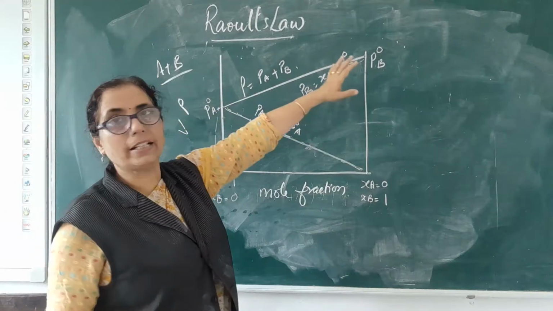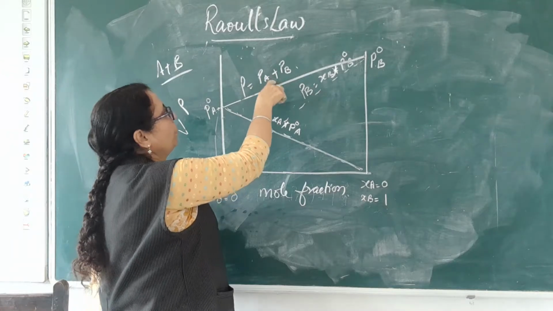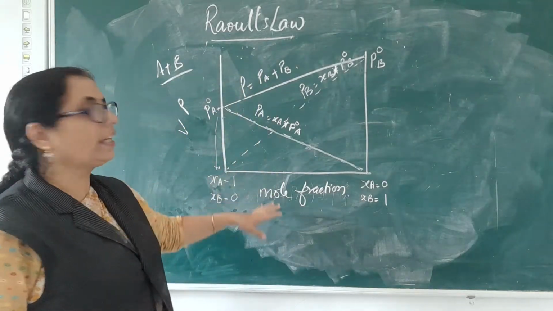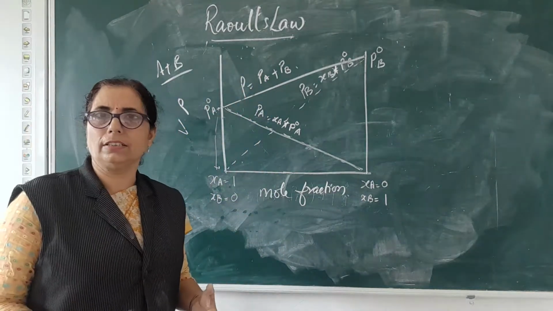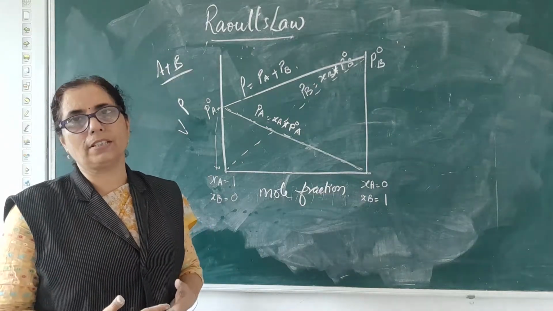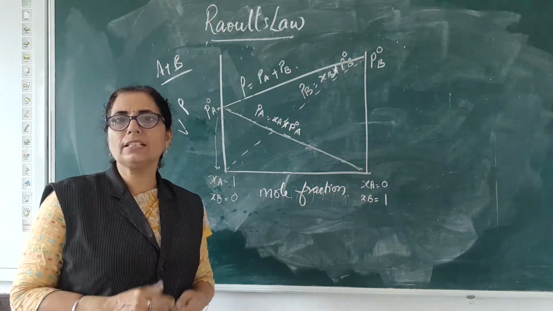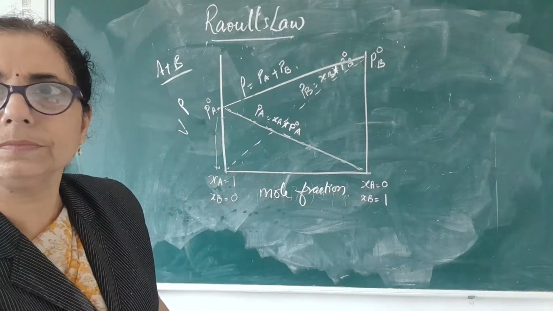So, the total pressure exerted, common capital P, will be equal to PA plus PB. In this way, the vapor pressure exerted by the two volatile liquids that are miscible with one another can be shown, which represents Raoult's law.